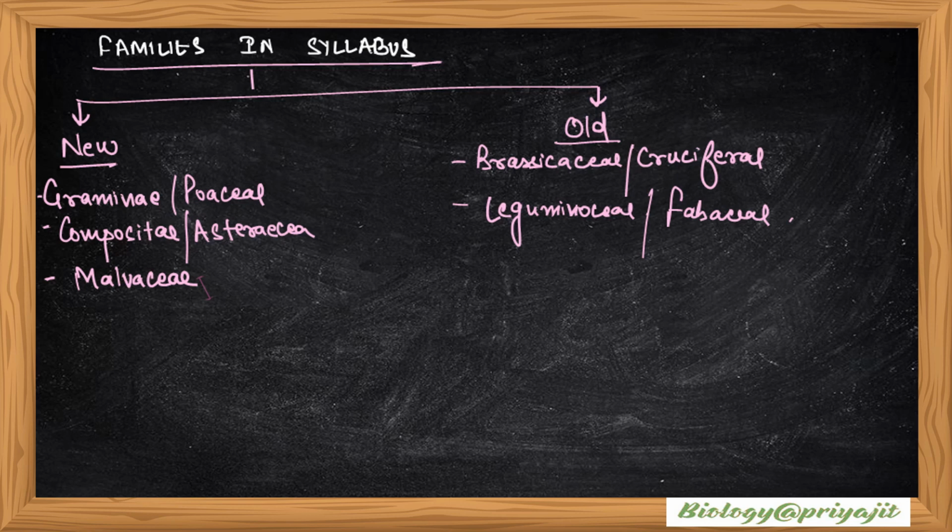So, families in the syllabus. Now we will focus on our syllabus, which families we have to study in detail. The plant families which were also present in the old syllabus are Brassicaceae or Cruciferae, and Leguminosae or Fabaceae. So there are three new and two old, and the three newly added families are Gramineae or Poaceae, Compositae or Asteraceae and Malvaceae. So we have to study a total of 5 plant families.